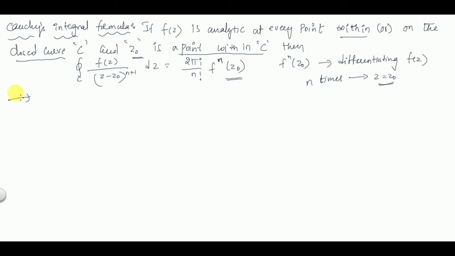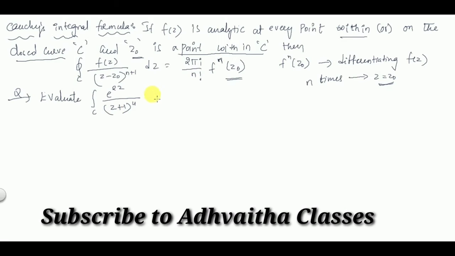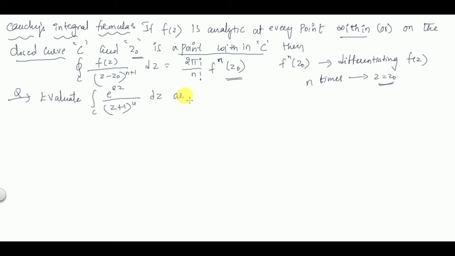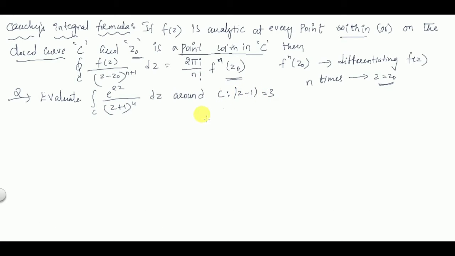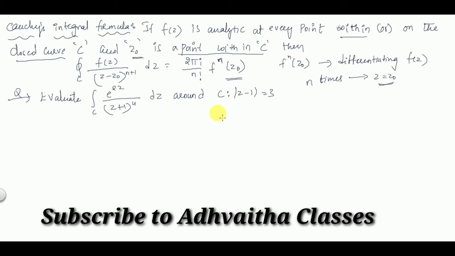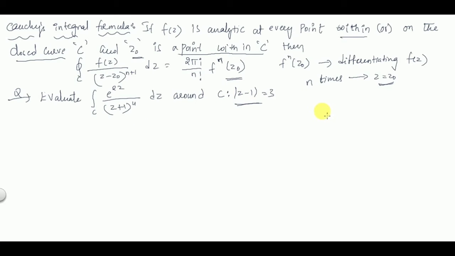Now we'll see a question, then you'll understand very clearly its application. So evaluate the integral over C of e power 2z divided by (z plus 1) whole to the power of 4 dz around mod of z minus 1 is equal to 3.